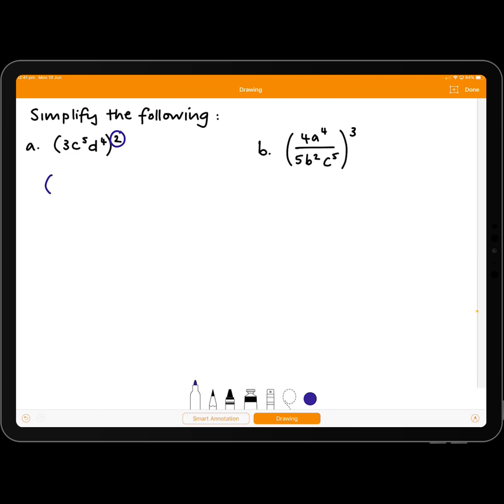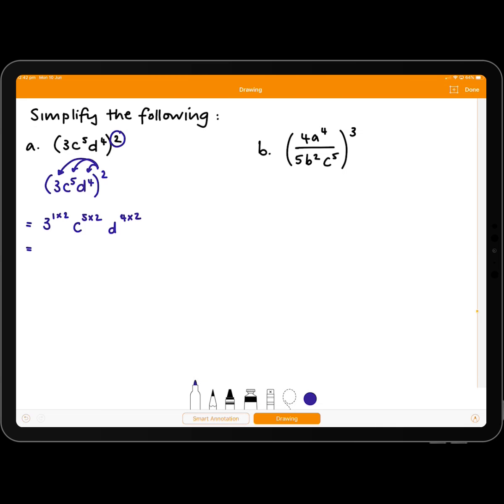I'm just going to write it out again, sorry. When we look at this to the power of 2, we actually need to multiply every power inside the bracket by 2. That includes the number, because remember, if a number is written by itself, it's like saying it's to the power of 1. So it would be 3 to the power of 1 times 2, then c to the power of 5 times 2, then d to the power of 4 times 2.